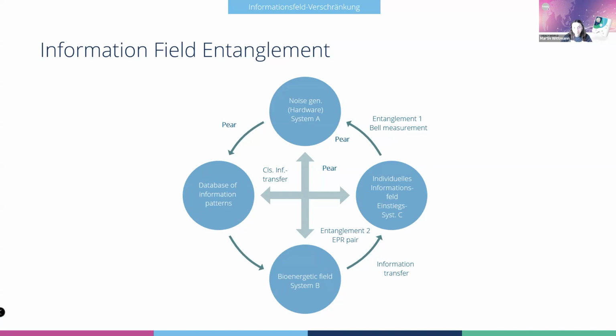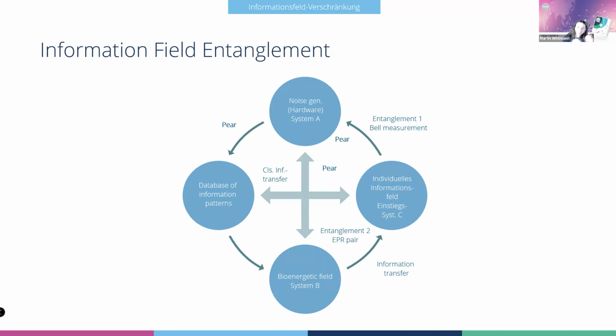So what is happening? You are basically using the smartphone as your classical information transfer, using the databases, which are entangled with the noise generator, which are entangled with your information feed or that of your client. And you are, of course, also entangled with your bioenergetic field. And then you actually get the information that is relevant according to your focus that you have for this person. And that's basically how information field analysis works.